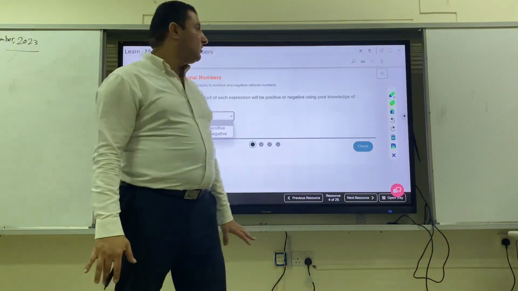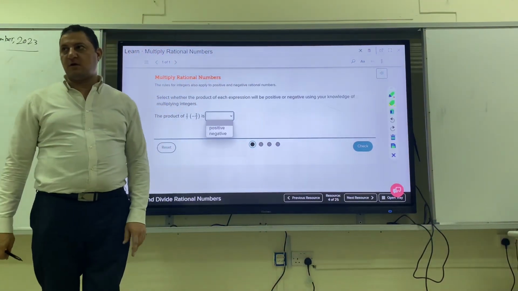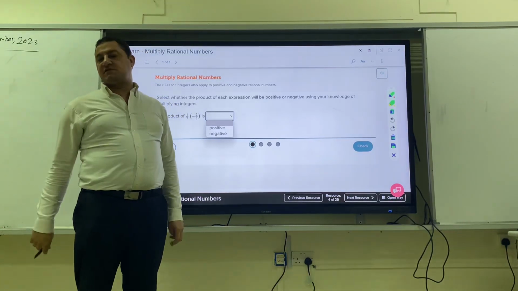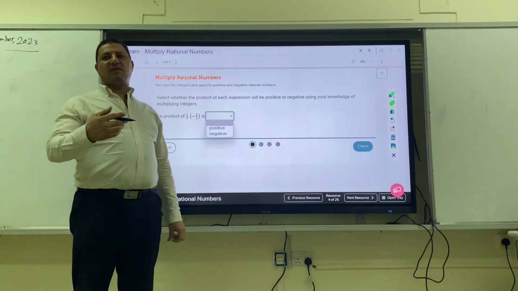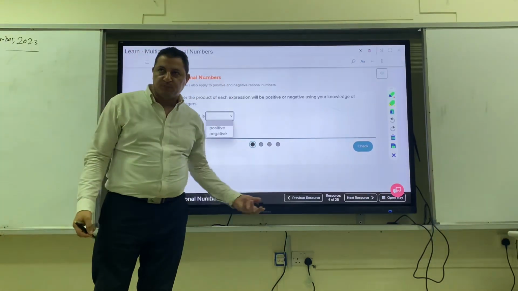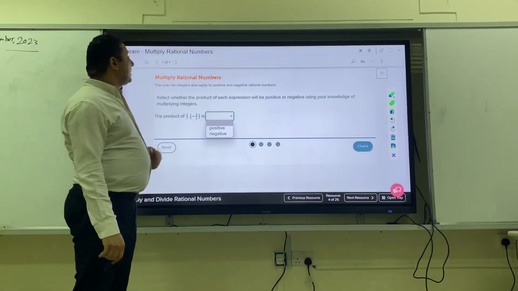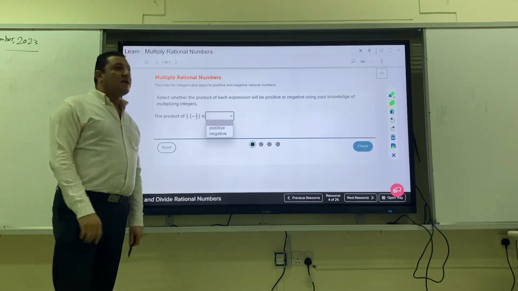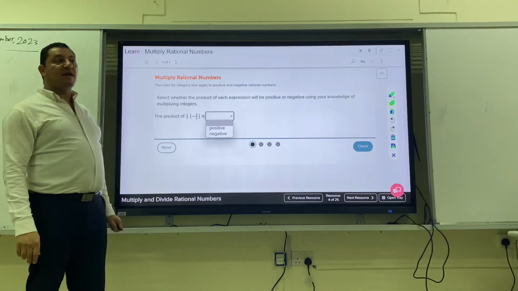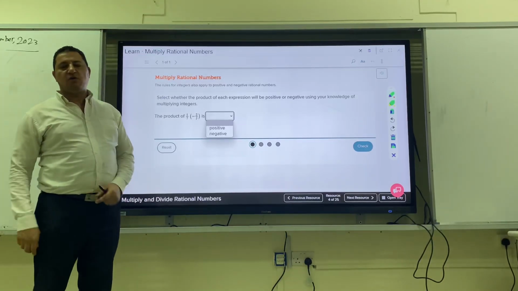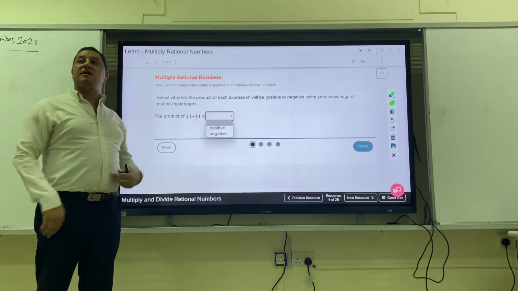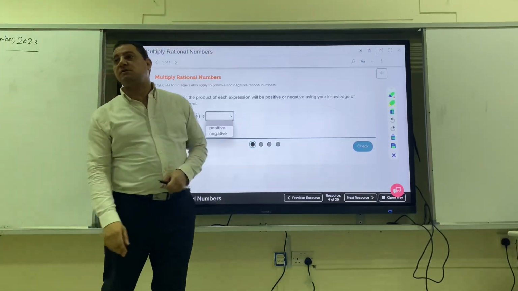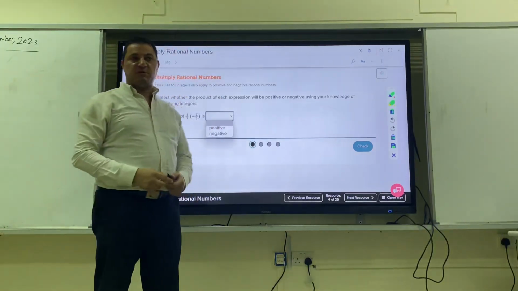As you are already aware about multiplying integers, when we are multiplying an odd number of negatives, the answer is negative. And if we are multiplying an even number of negatives, the answer is positive. Now I'm going to apply the same concept and the same rules with rational numbers. If I am multiplying an odd number of negatives of rational numbers, the answer is a negative rational number. If I'm multiplying an even number of negatives of rational numbers, the answer is a positive rational number.